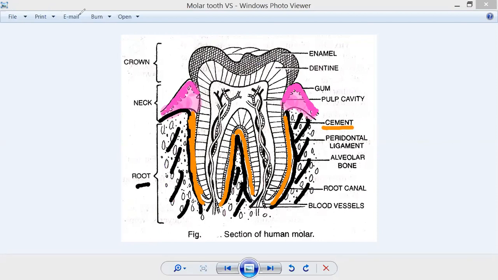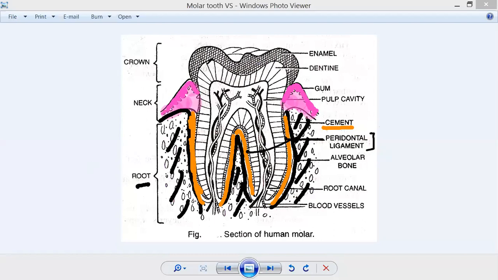Now this layer, which is made up of cells, this layer is called the periodontal ligament. This one and this one. Okay, this is called the periodontal ligament.